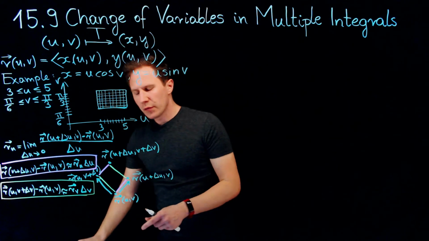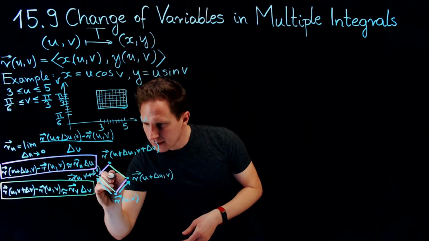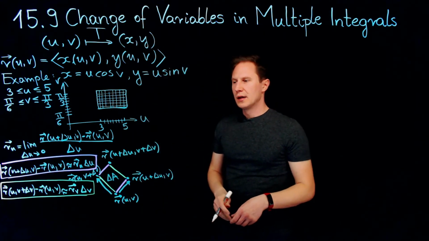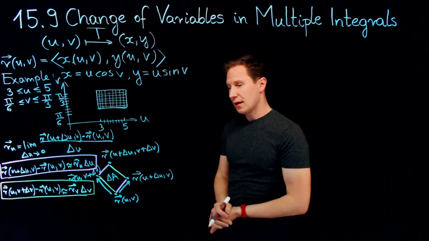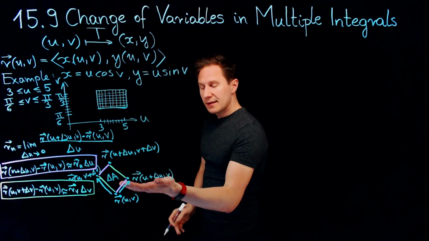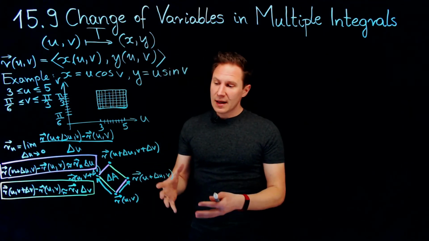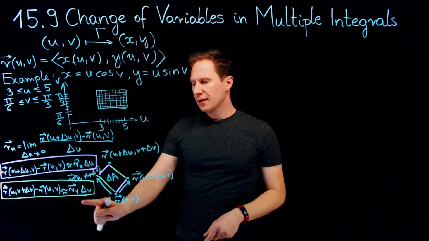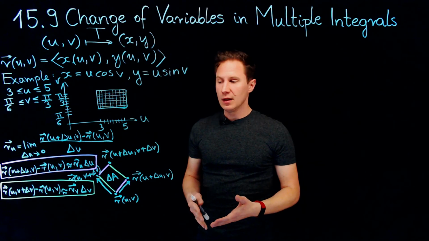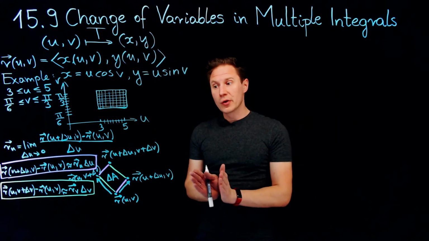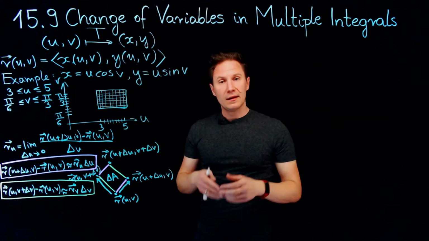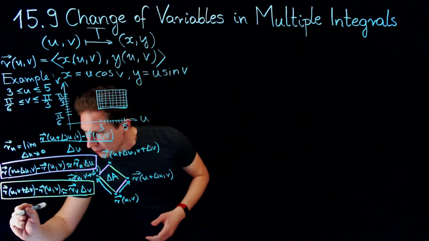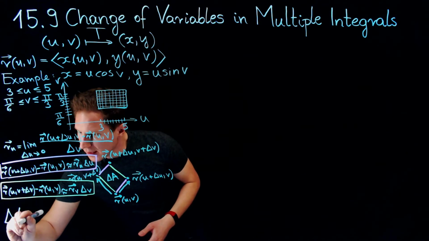So now we want to find the area, let me call this delta A, the area of this polar subrectangle, or approximate it at least. The way we can approximate it, we can take these two vectors, r sub u times delta u and r sub v times delta v, and look at the parallelogram which they span and the area of that parallelogram. So, what's the area of that parallelogram?